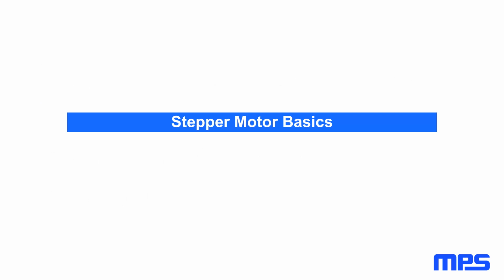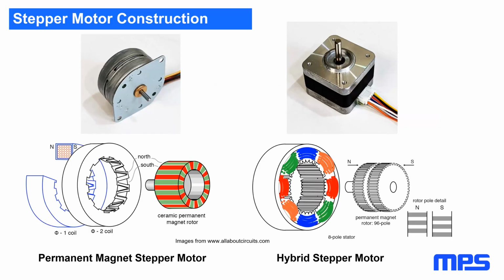First, let's review the basic construction and operation of stepper motors. So there's two common types of stepper motors, the permanent magnet stepper motor and the hybrid stepper motor. Although their construction is different, both rely on a rotor with permanent magnets and coils on the stator, the fixed part of the motor, to attract and repel the poles of the magnet. Most stepper motors use two phases, although three-phase and five-phase motors also exist. For this webinar, I'm only going to discuss two-phase bipolar steppers.